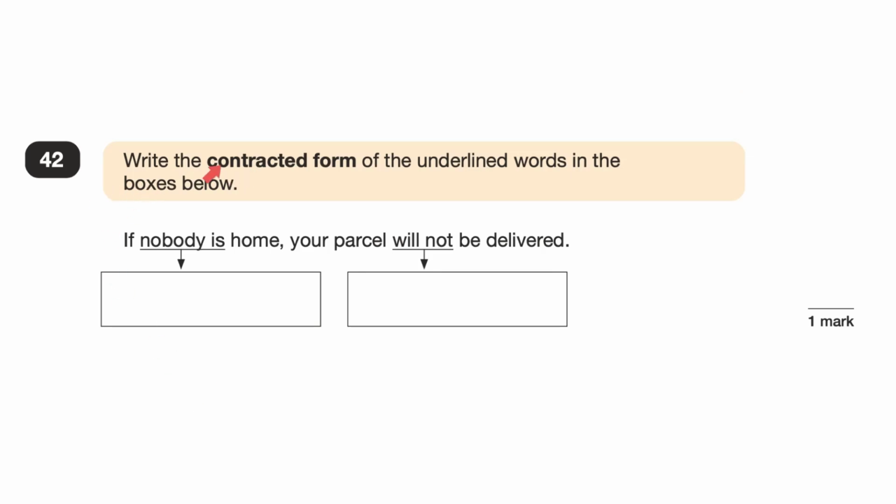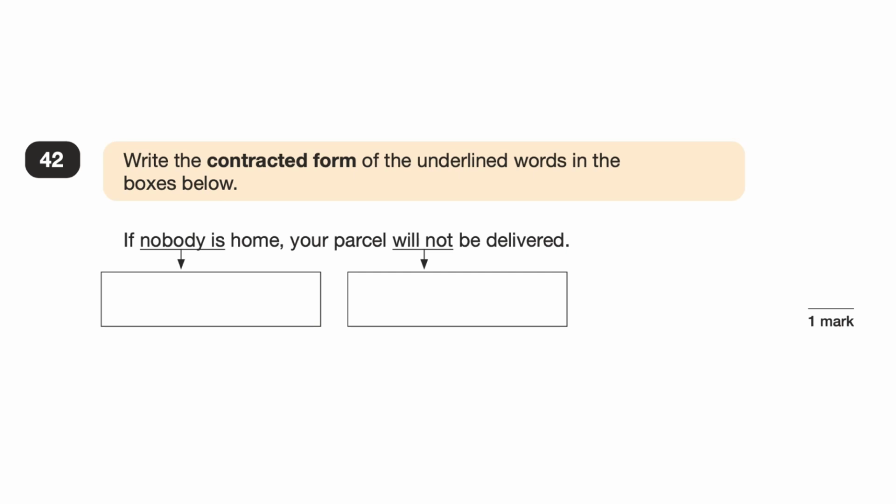And the final example, again, write the contracted form. So it's taking these words, okay, so nobody is and will not. Very simple to answer, hopefully, and you should hopefully be able to spot what the two of these will be already. And with this question, if nobody is a really unfamiliar one, again, it's just remembering this contracted form, and it's just if nobody's home, it's how we would probably say it if we were out. Nobody's home. You wouldn't say nobody is home if you were just talking to a friend.